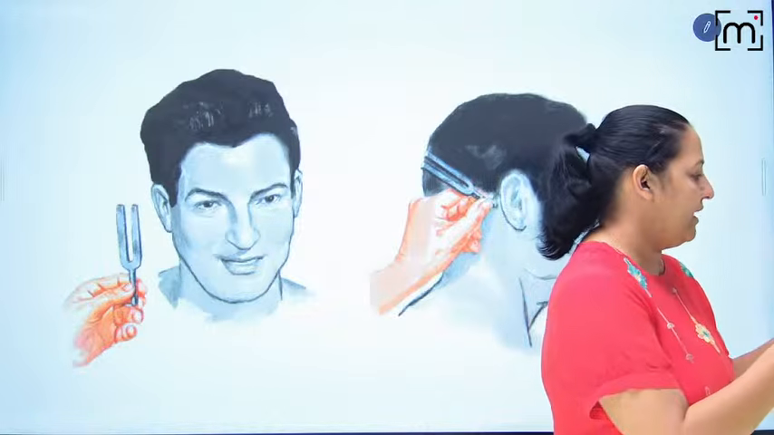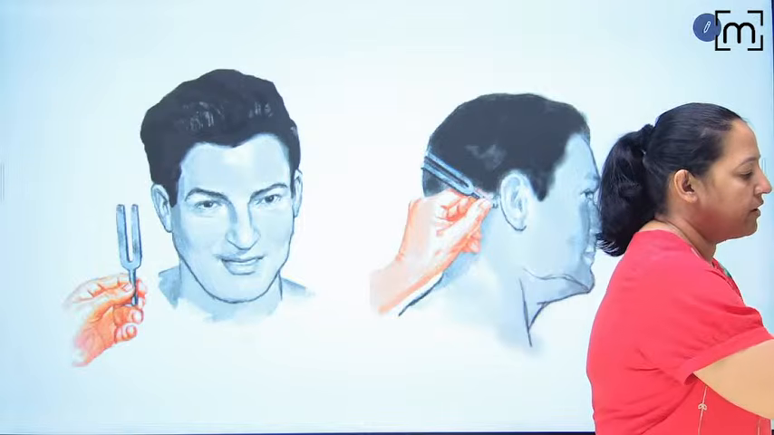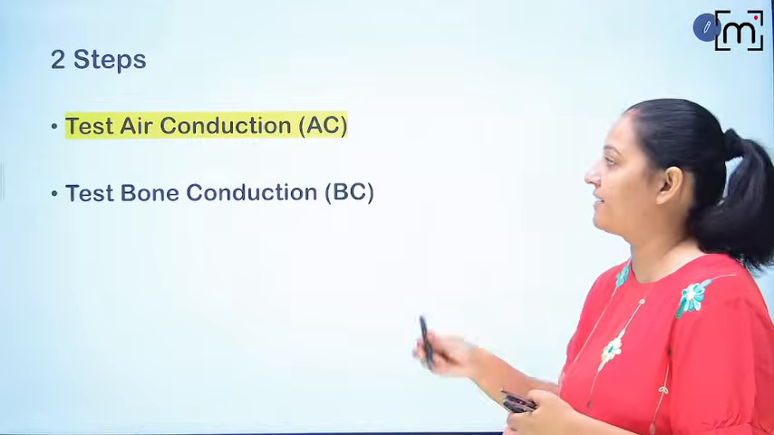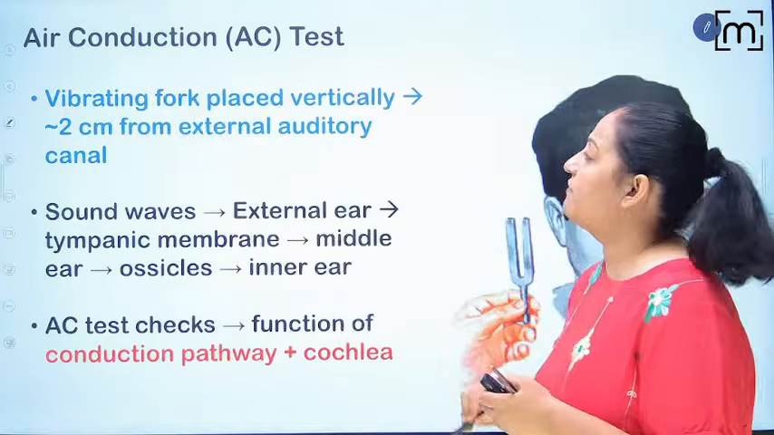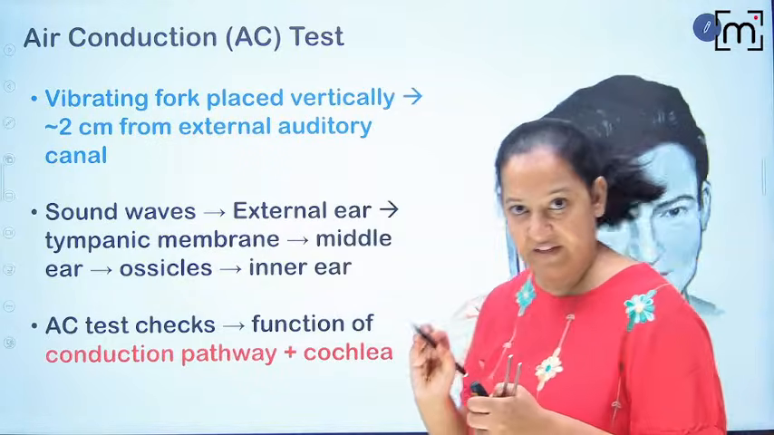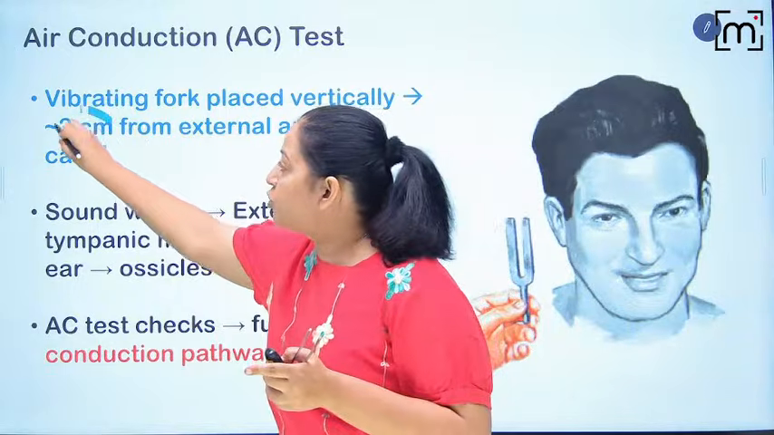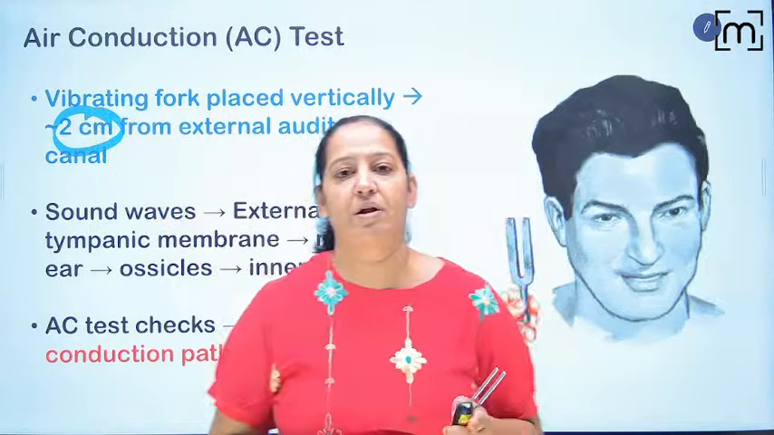Now take the tuning fork. This is air conduction, this is bone conduction. Let me perform in front of you. First we will perform the air conduction. For performing air conduction, what are we doing? First activate it. Vibrate it on your palm and keep it at 2 centimeters from the external auditory canal.